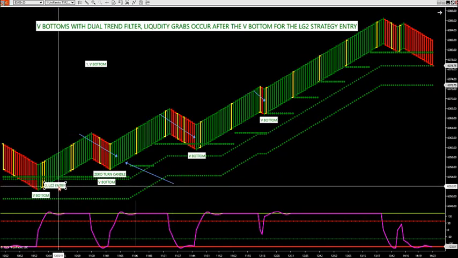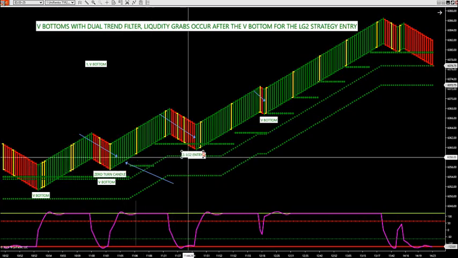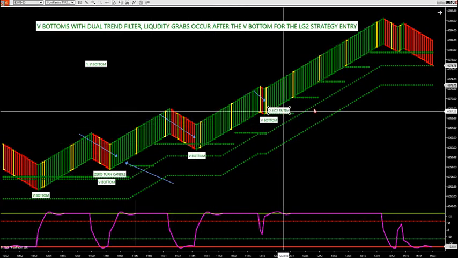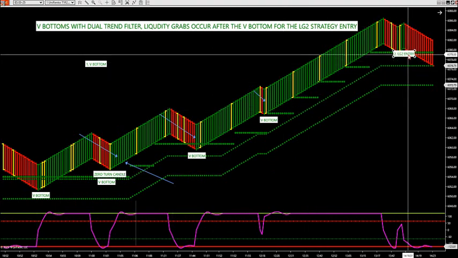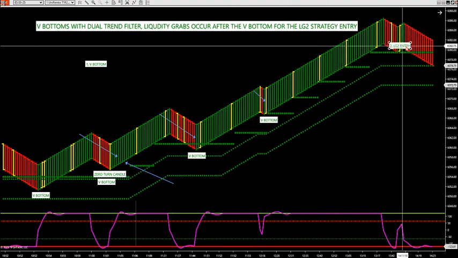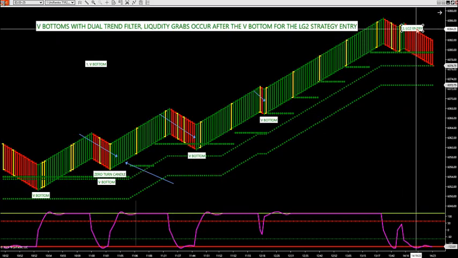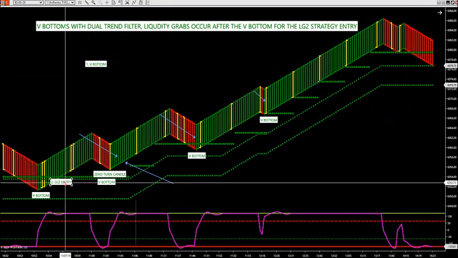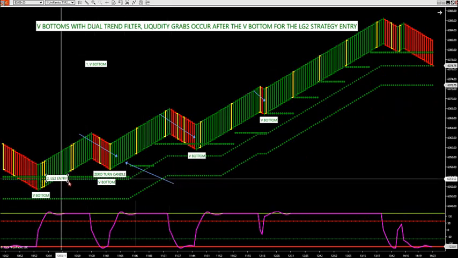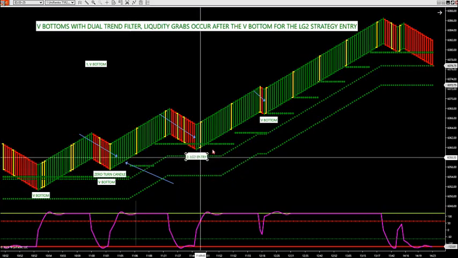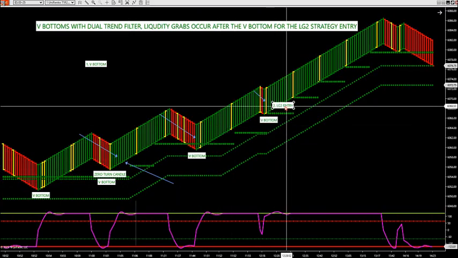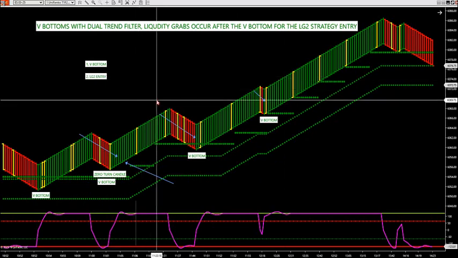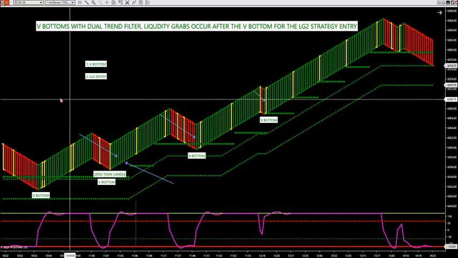It'll get long right here, a few candles afterwards. It got long here, a few candles afterwards. It got long here, a few candles afterwards. This one, it never got long at all. It never pulled in. So even though we had a V-bottom up here, the liquidity grab software did not pull us in because it never got a liquidity grab. So your liquidity grabs are going to come right after the V-bottom. So you're getting a confirmation that the market's in a move.